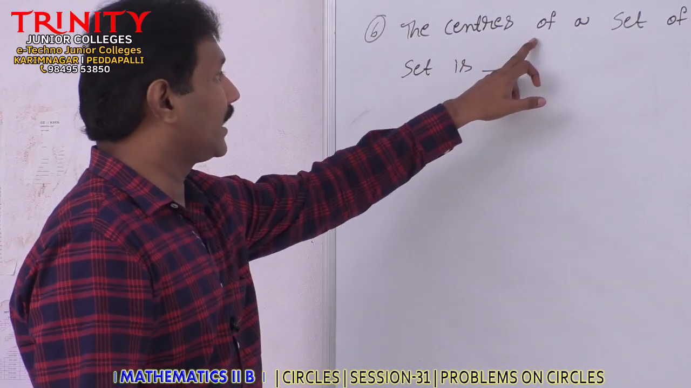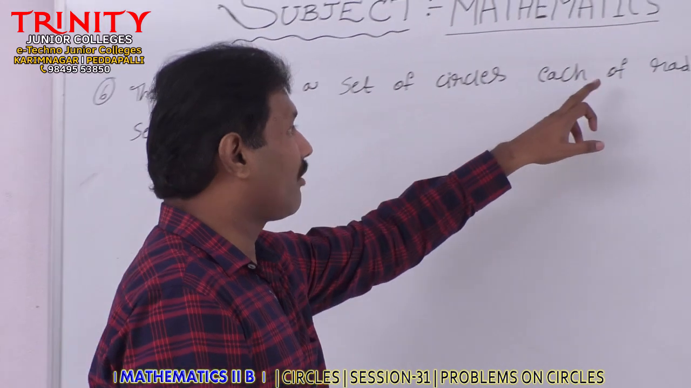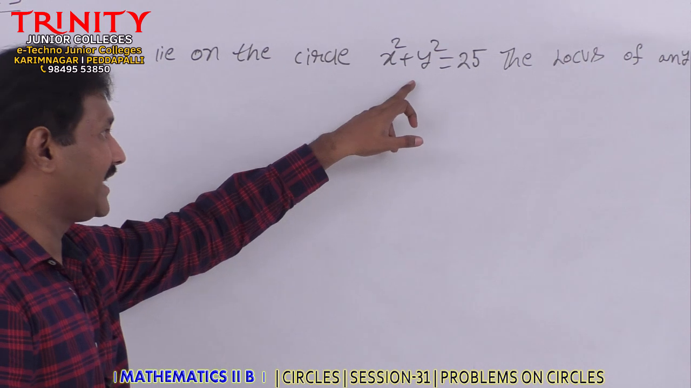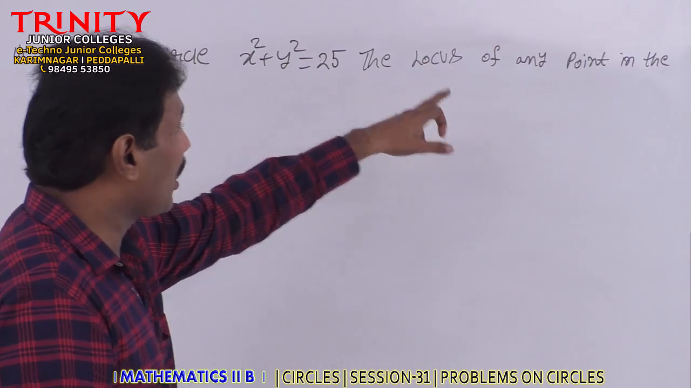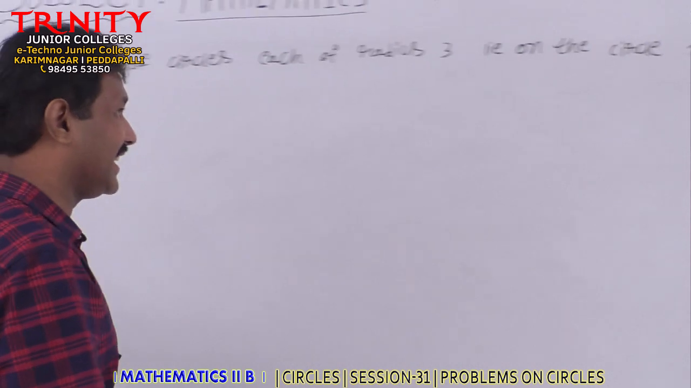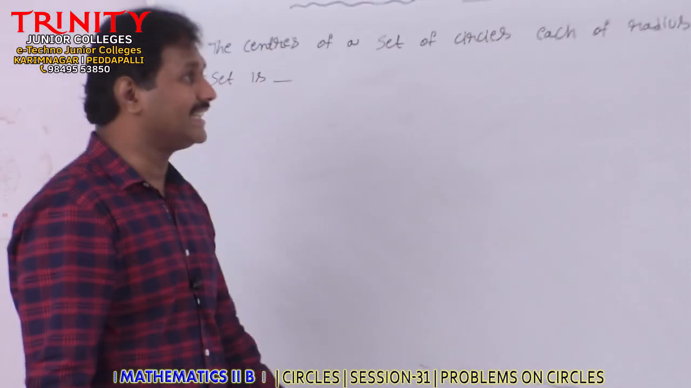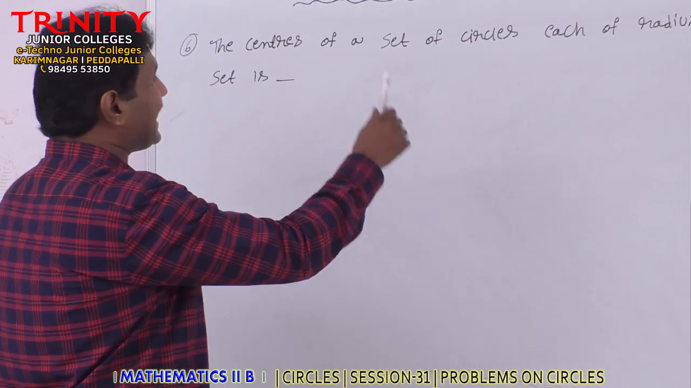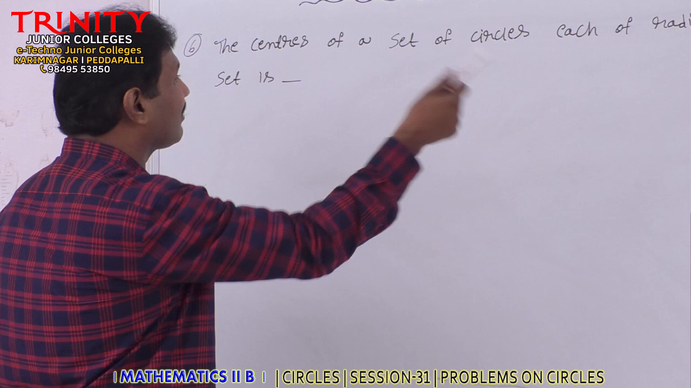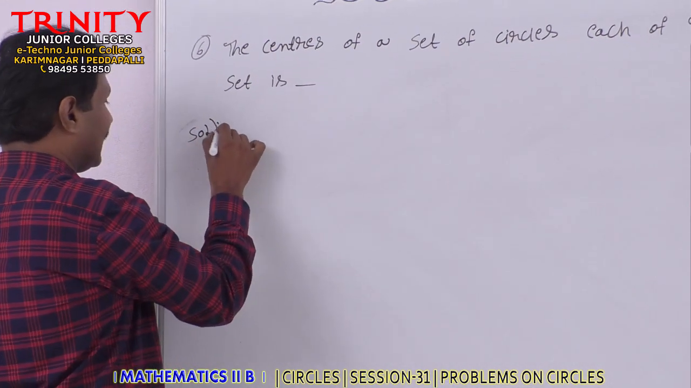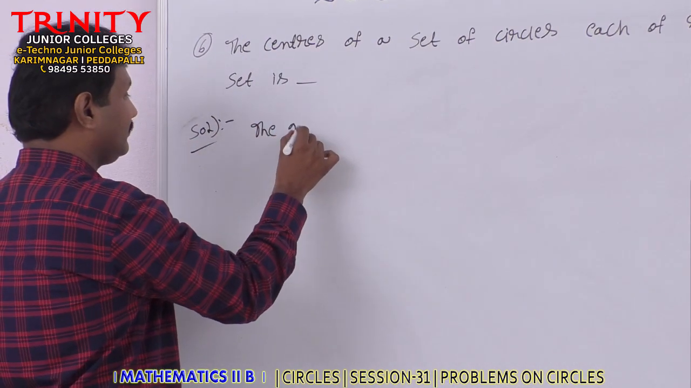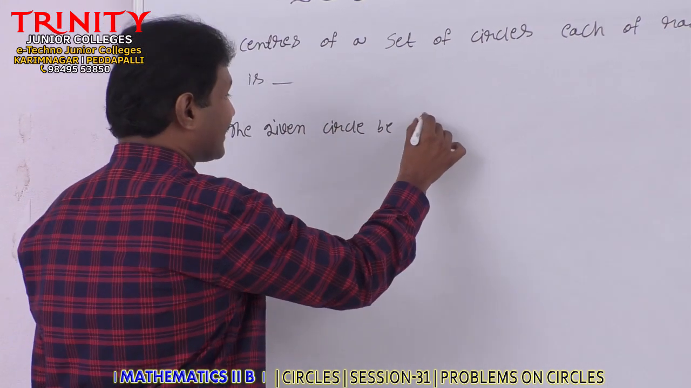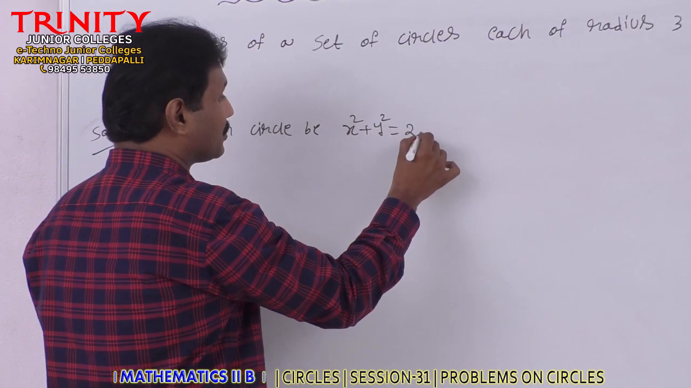The centers of a set of circles, each of radius 3, lie on the circle x square plus y square equal to 25. The locus of any point in that set is... The centers of a set of circles, each of radius 3, lie on the given circle, x square plus y square equal to 25.